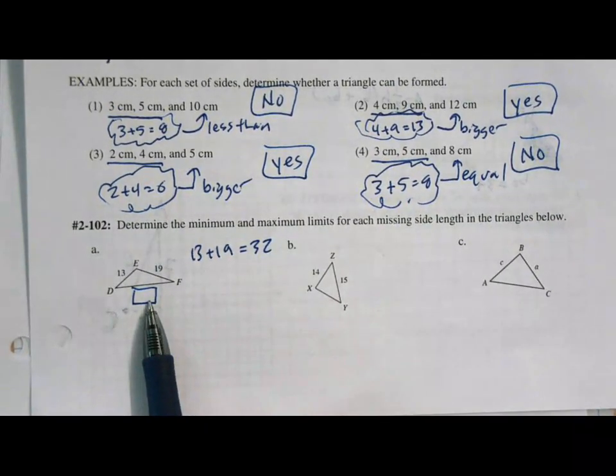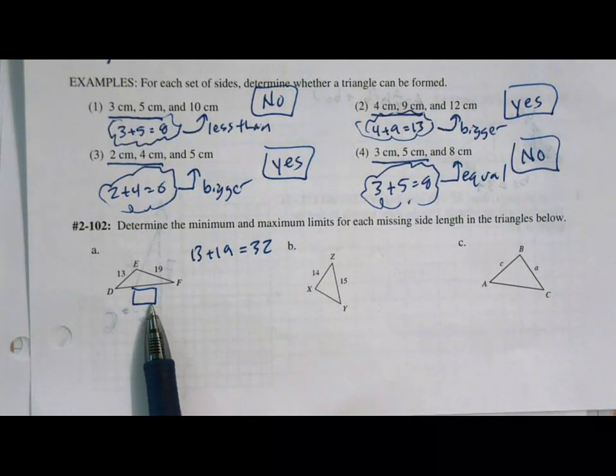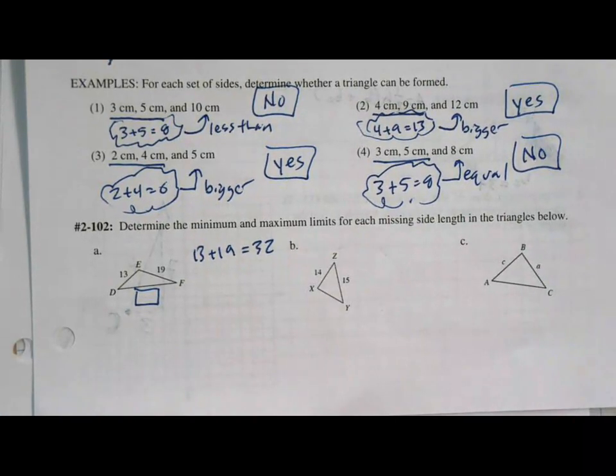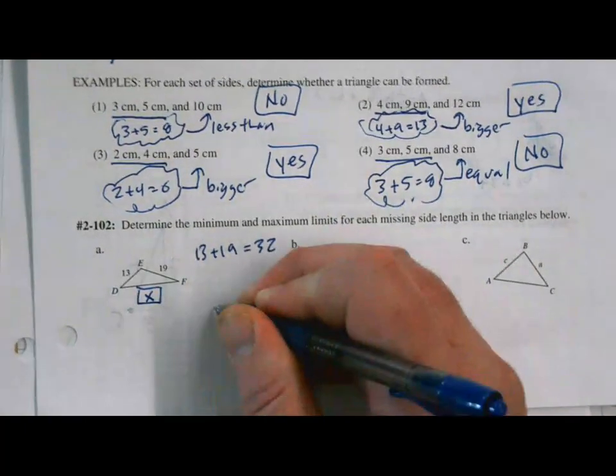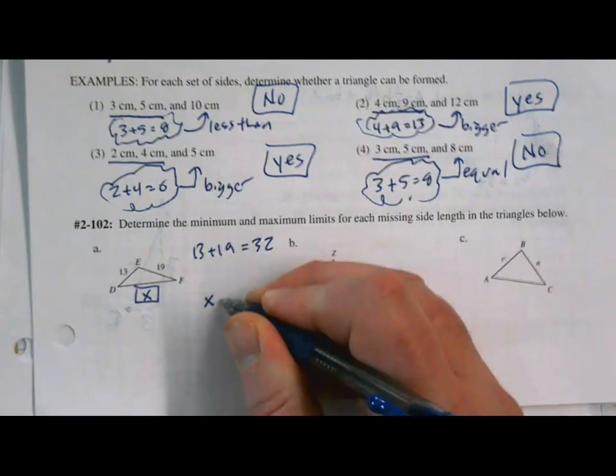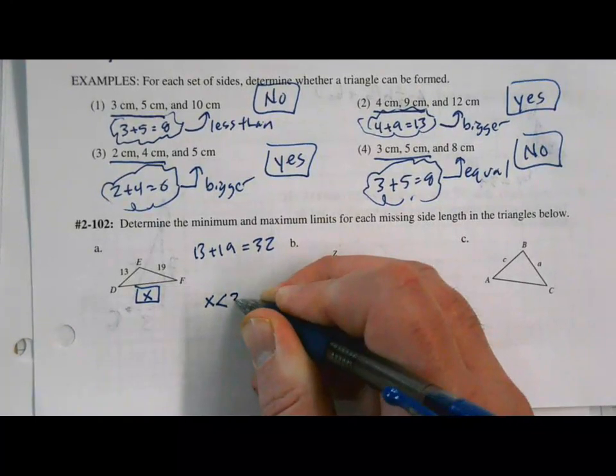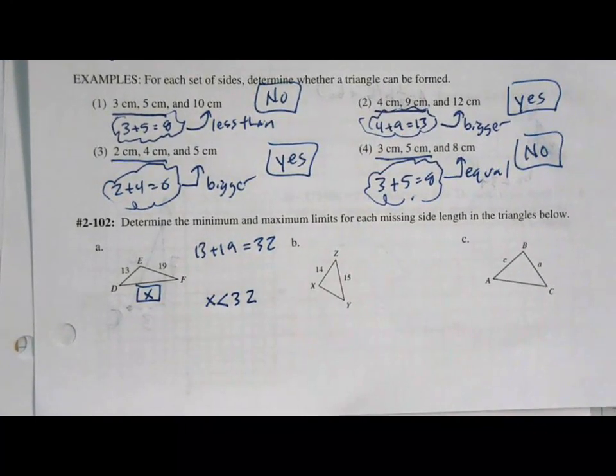So, but it could be a tiny bit less than 32, and that would be okay, right? 31.99 would be fine. It would still make a tiny little triangle, a very narrow triangle. So I'm going to say that x, let's call it x for right now, I'm going to say that x has to be less than 32. Not less than or equal to, but less than. Agreed?